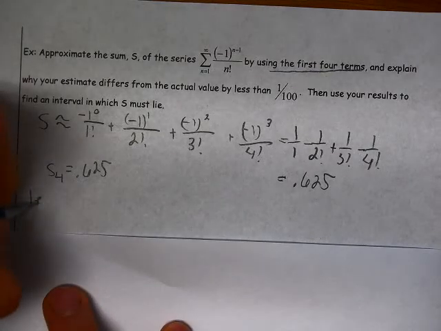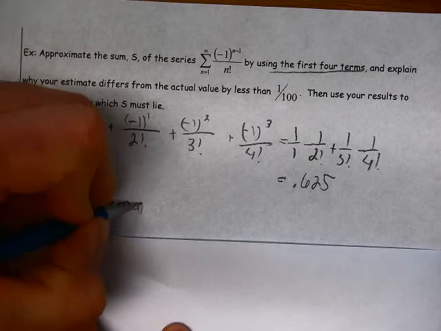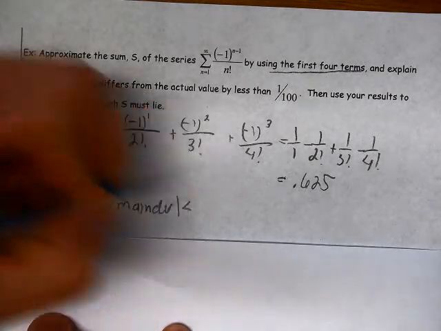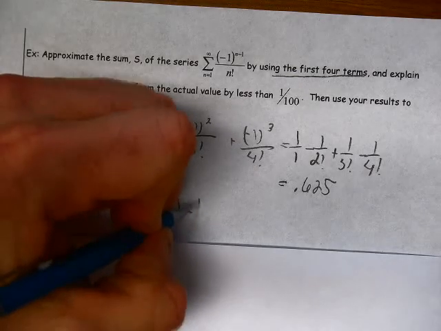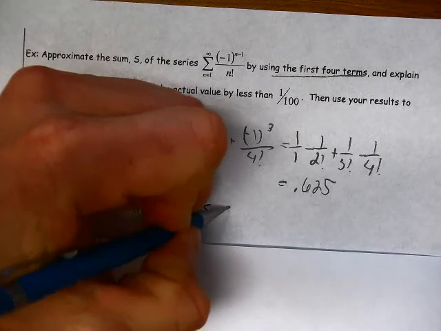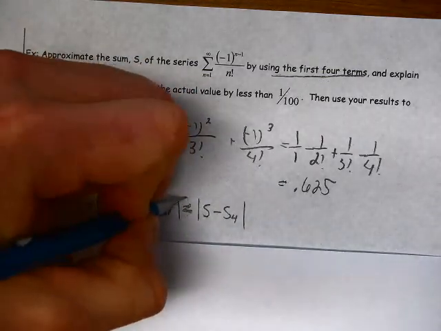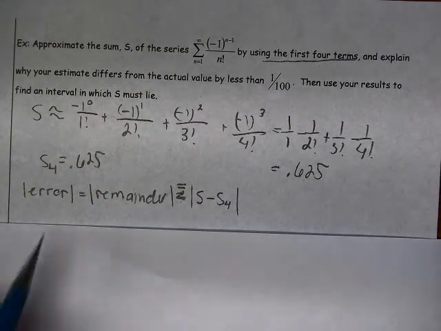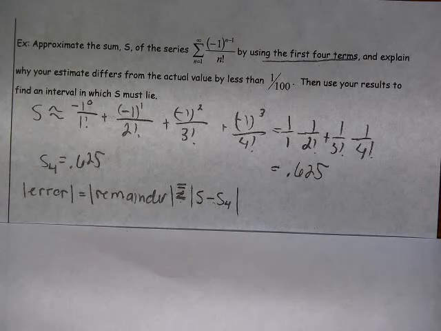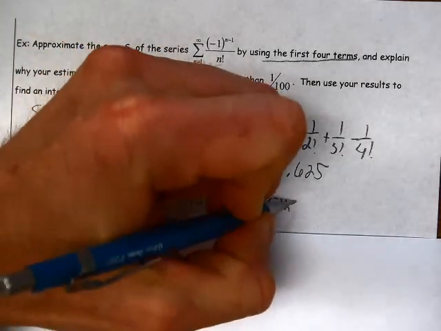Alright, and our error, or our remainder, is going to be less than the magnitude of the fifth term. And this is the true sum minus our fourth partial sum. These are all different ways to say the error. Error, remainder, the true sum minus the fourth partial sum is going to be less than the absolute value of the fifth term.